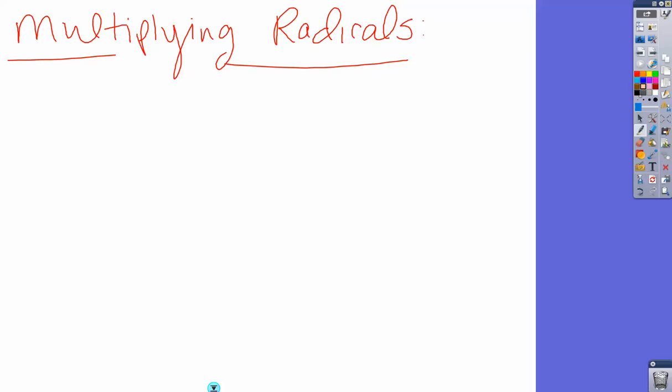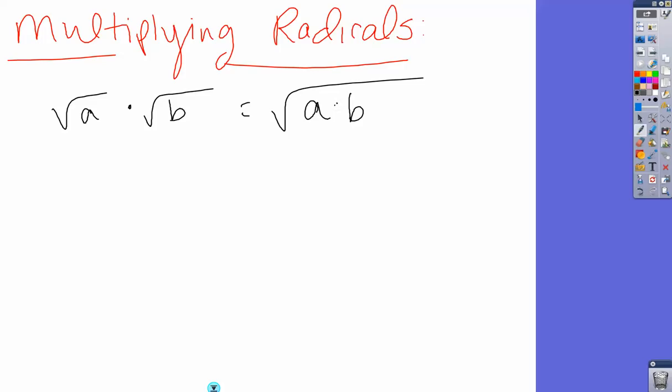So what multiplying tells you is if I have the square root of a and I multiply it by the square root of b, all that does is make one giant square root and do a times b underneath it. So if I have two radicals being multiplied together, all I do is make one big radical, and then I just bring them down together. This works for square roots, cube roots, fourth roots, any radicals.